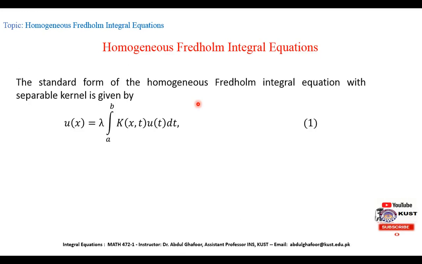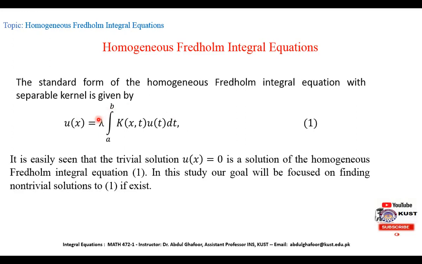Homogeneous Fredholm integral equations. The standard form of homogeneous Fredholm integral equation is given in (1), where k(x,t) is the separable kernel and u is the unknown function to be computed. Remember, you saw in previous cases that u(x) was equal to f(x) plus lambda integral from a to b k(x,t) u(t) dt. But in this case, f(x) is 0, so that's why this equation is known as homogeneous Fredholm integral equation.